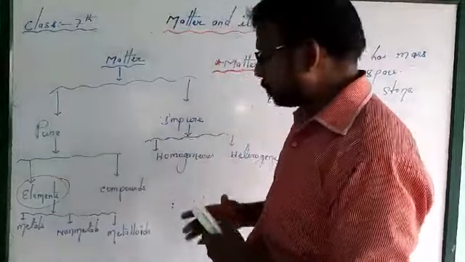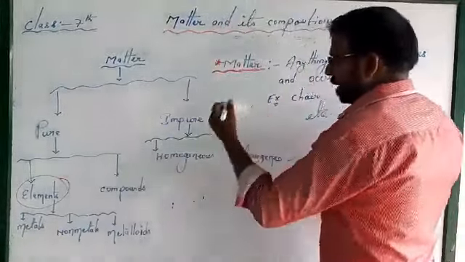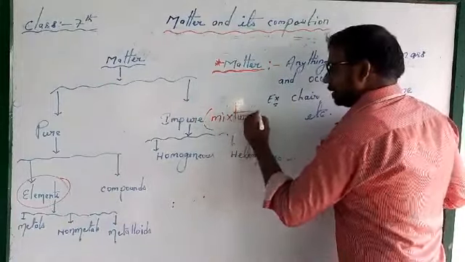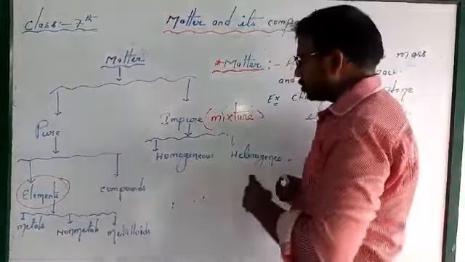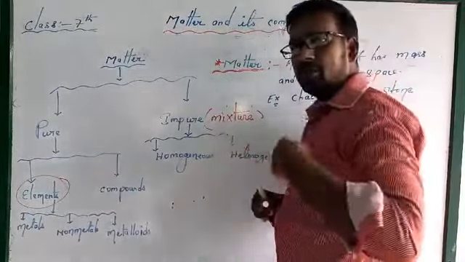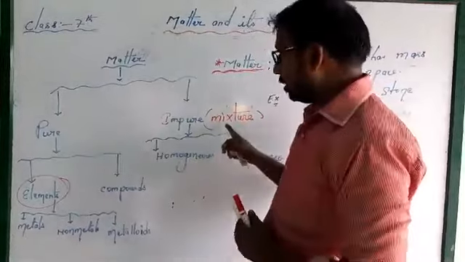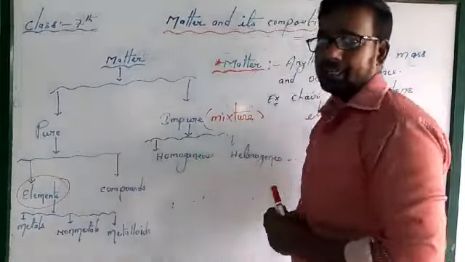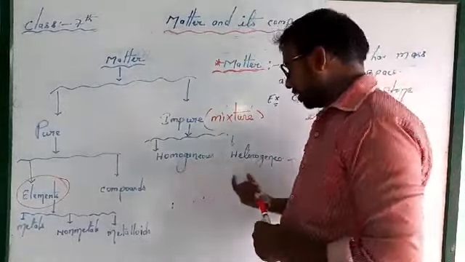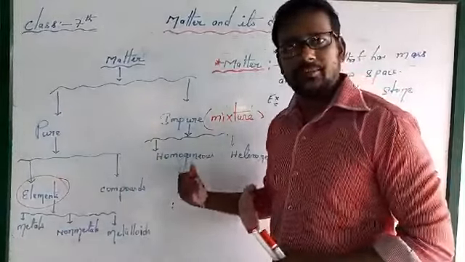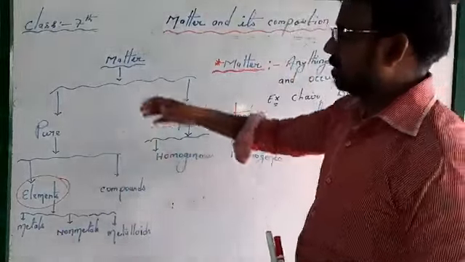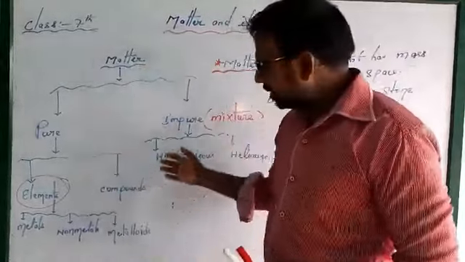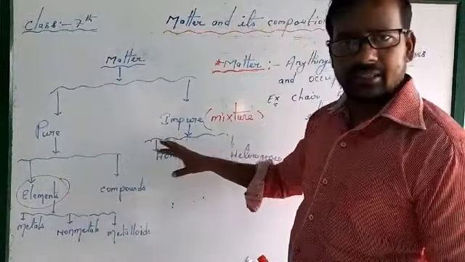Now in the case of impure, an impure substance you can say is a mixture. A mixture means mixing two or more substances, and we have already discussed what a mixture is. There are two kinds of mixture: homogeneous and heterogeneous. What is homogeneous, what is heterogeneous? I think you are well acquainted with that. So we have discussed what matter is, examples of matter, and classification of matter. It is a very easy part and it is very clear.